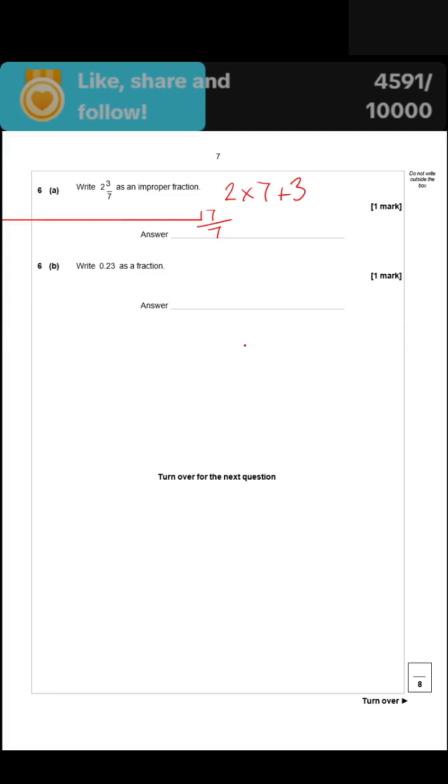Question 6b, converting 0.23 into a fraction. So again, if you think you know the answer, pop it into the comment section for me. There you go, a couple of people with 23 over 100. Don't put a question mark.